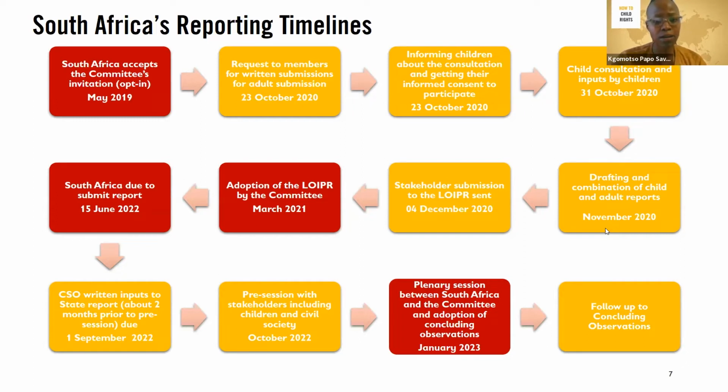And in parallel to that, we informed the children about the process and got their consent. Keep in mind that by that time we were still in strict hard lockdown of COVID-19. So we coordinated the children and made sure that we had around 12 children. These are the children that are part of the Nelson Mandela Children's Parliament. The children were consulted, apologies, on the 31st of October. That was moving in parallel with the South African National Child Rights Coalition's consultations.